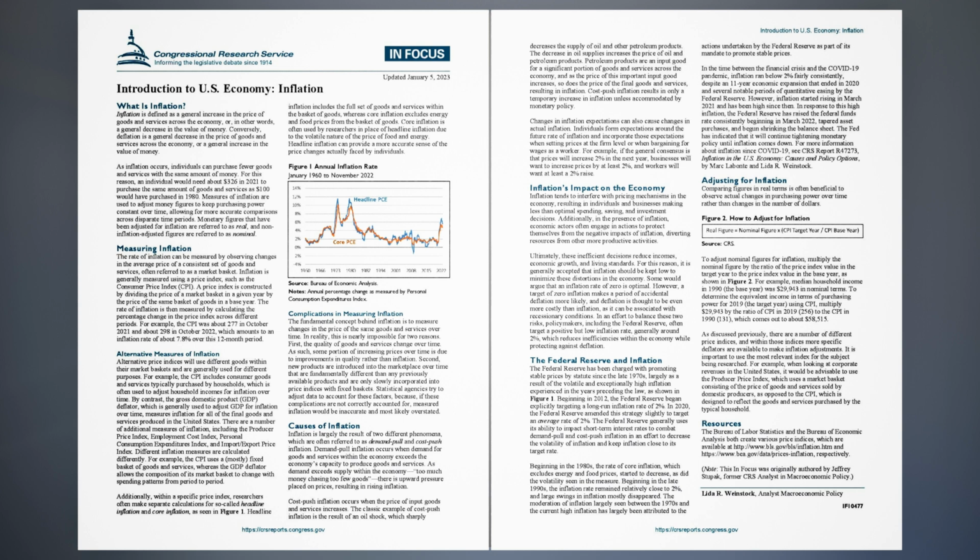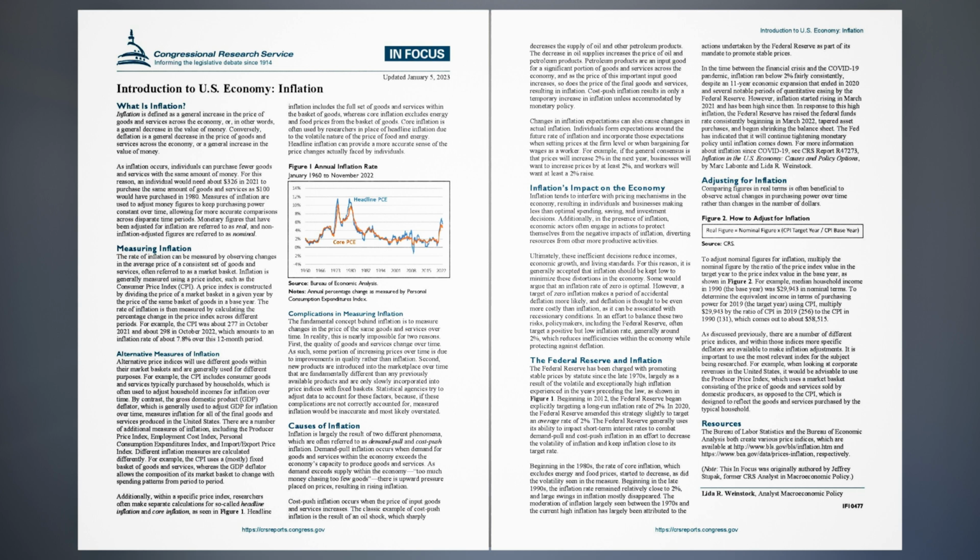The Federal Reserve generally uses its ability to impact short-term interest rates to combat demand-pull and cost-push inflation in an effort to decrease the volatility of inflation and keep inflation close to its target rate. Beginning in the 1980s, the rate of core inflation, which excludes energy and food prices, started to decrease, as did the volatility seen in the measure. Beginning in the late 1990s, the inflation rate remained relatively close to 2%, and large swings in inflation mostly disappeared. The moderation of inflation largely seen between the 1970s and the current high inflation has largely been attributed to the actions undertaken by the Federal Reserve as part of its mandate to promote stable prices.